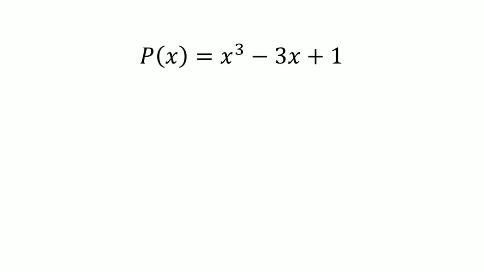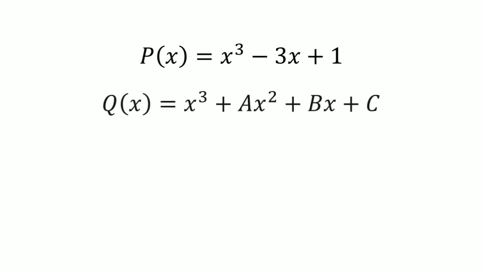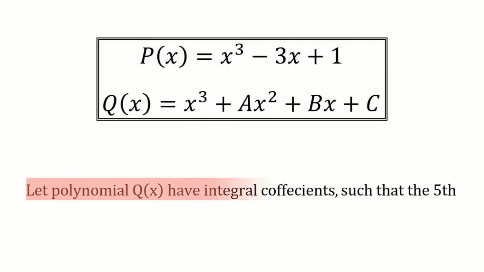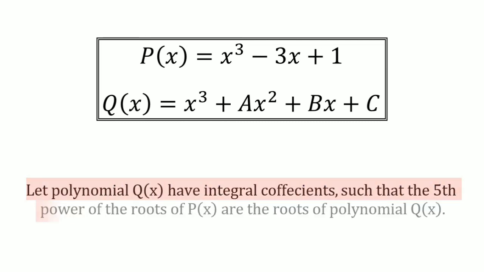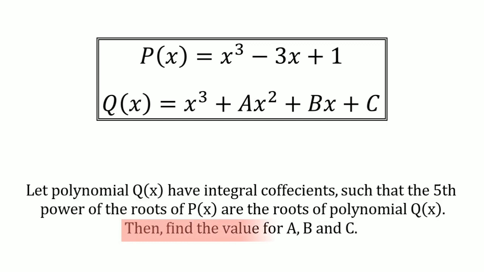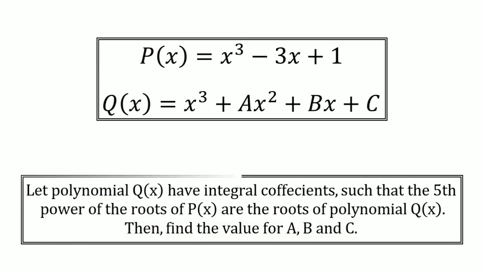Hi everybody, consider a polynomial p(x) = x³ − 3x + 1, and then we have polynomial q(x) which is equal to x³ + ax² + bx + c. Now let polynomial q(x) have integral coefficients such that the fifth powers of the roots of polynomial p(x) are the roots of polynomial q(x). Then find the values of a, b and c. So first, please give your try to this question and keep watching for the solution.